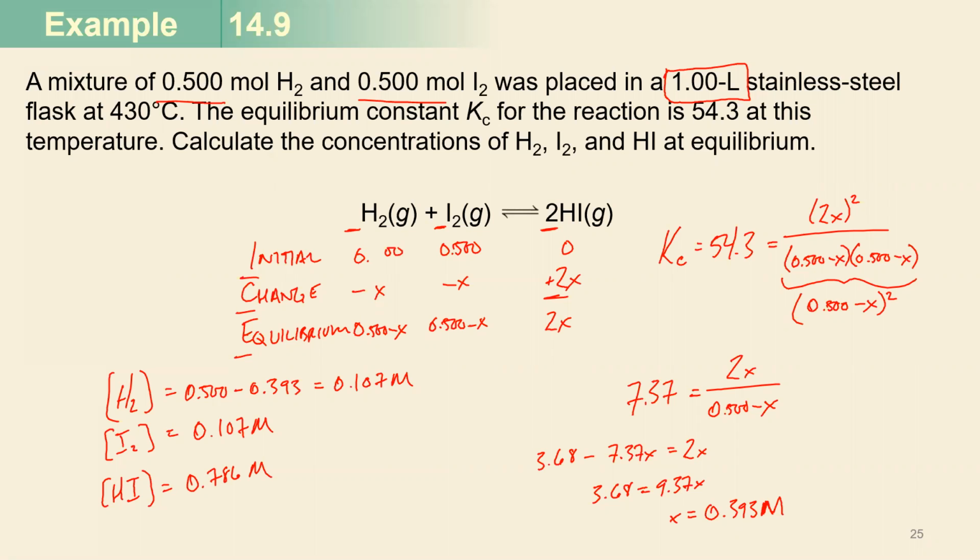So that's using an ICE table. And again, this one was pretty straightforward because we could use that trick of square rooting the top and the bottom in order to give us the value for x. So let's do one that's a little bit more involved.